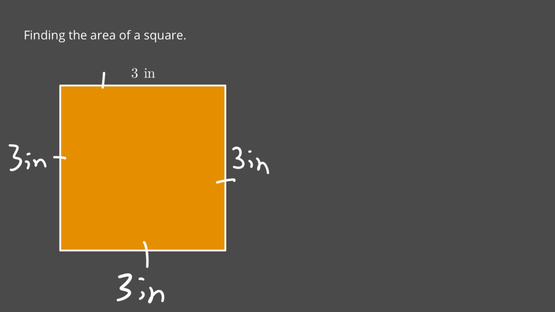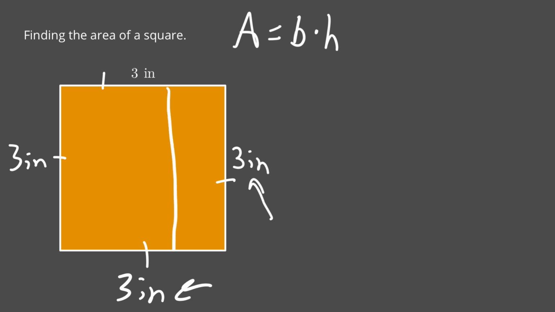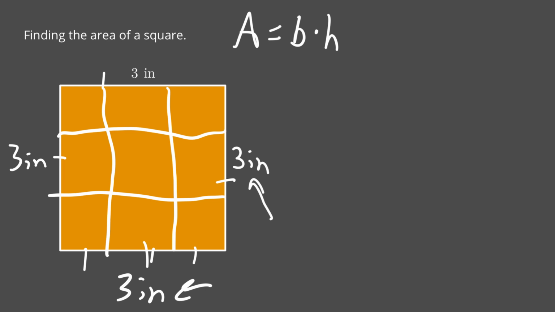The formula is going to be area is equal to your base multiplied by your height. In this case, we have the base down here and the height on the left or right. And all that really matters is that the base is perpendicular to the height to find your area. We know this to be true because we are looking for basically the orange space here. And if we break this up into sections, given we've got 1, 2, 3 sections on each side, we actually have 1, 2, 3, 4, 5, 6, 7, 8, 9 little squares.